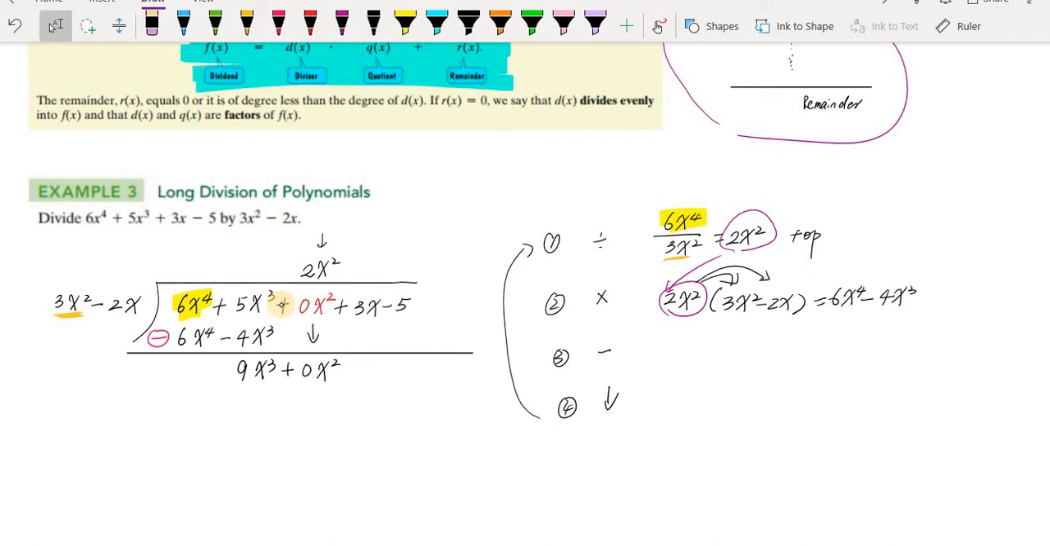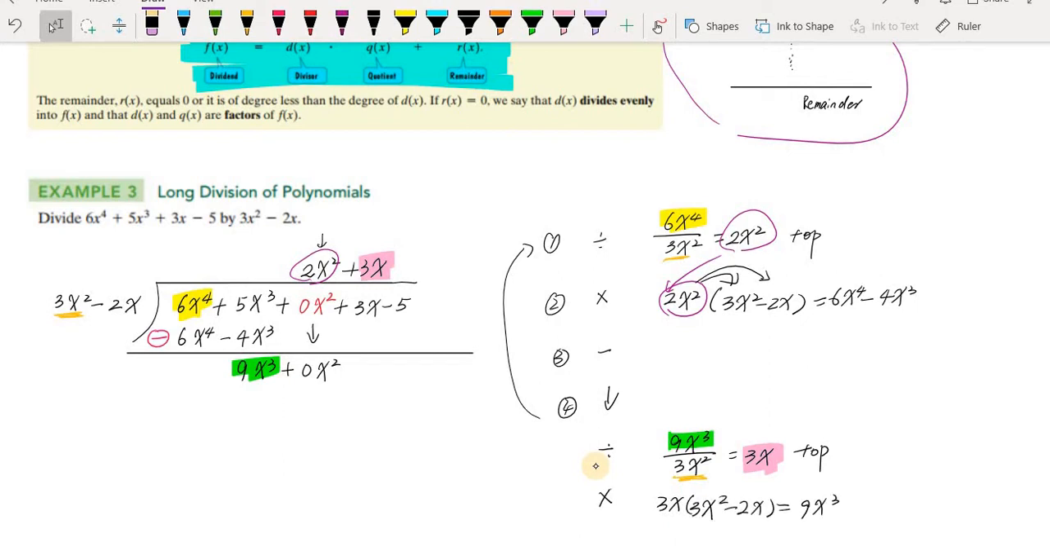We're going to repeat step 1. So in this case, we're going to have 9x to the third power divided by 3x squared. So that will be 3x. So we're going to put this on the top again. So that will be plus 3x. Okay, then multiply. That means 3x multiply the divisor. So that will be 9x to the third power minus 6x squared.